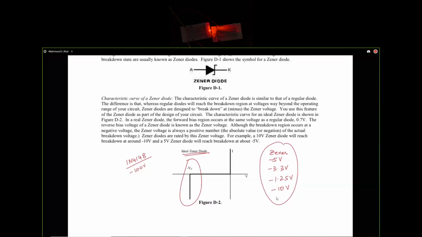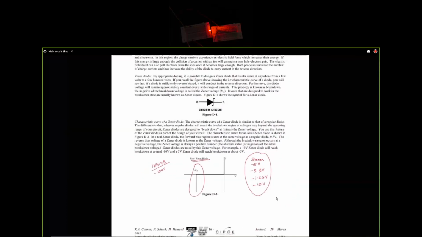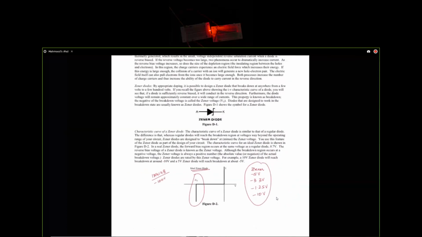So the key is that the Zener diode might look very similar to the normal diode except for its reverse breakdown voltage, because that's an application for voltage regulation.